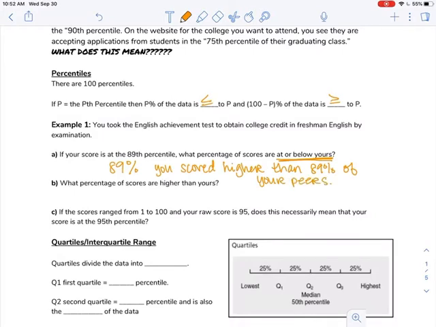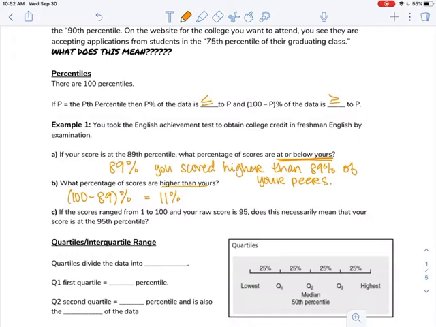Okay, what percentage of scores are higher than yours? All right, so this we just take 100, subtract the percentile we're at, and that gets us 11. So that means 11% are higher.